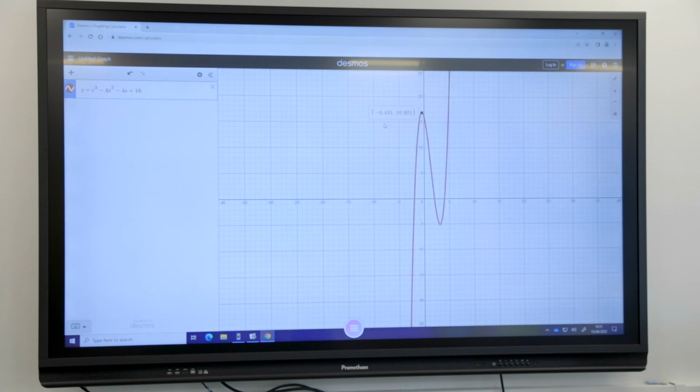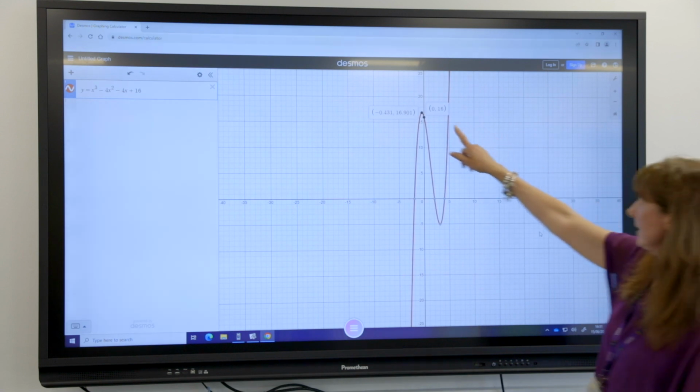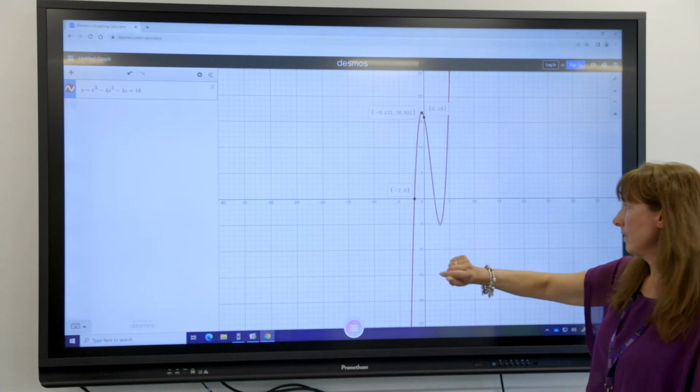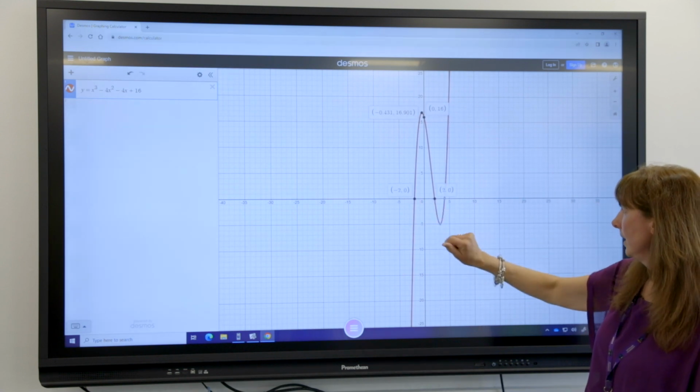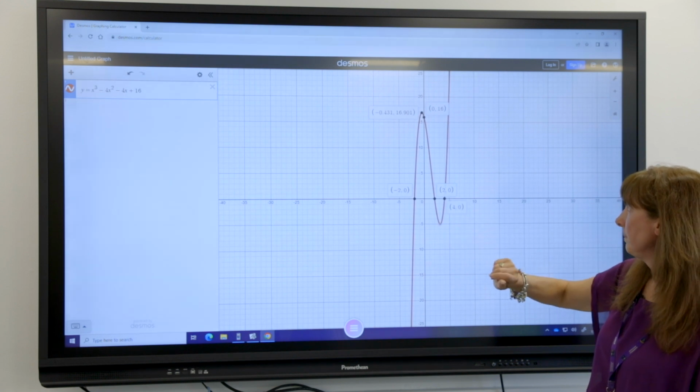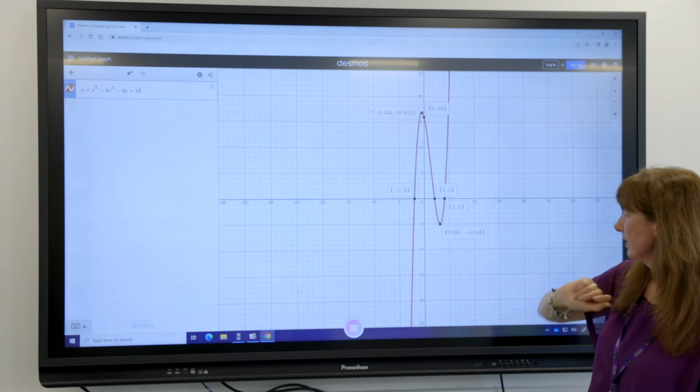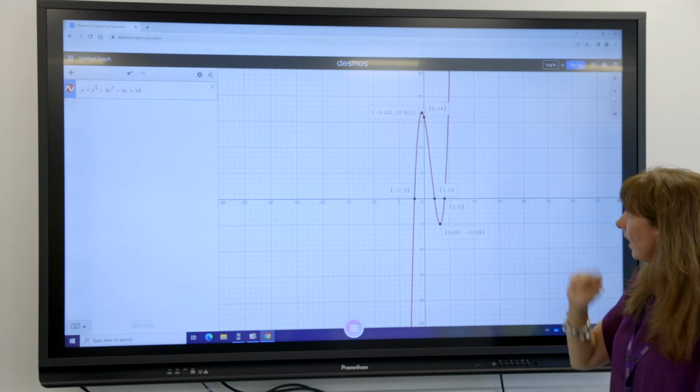And if you can see, we've got our maximum point, which we did calculate. We're crossing the y-axis at 16. Our roots are at -2, 2 and 4. And our minimum point is as we calculated it. And that's how you would sketch a cubic graph.